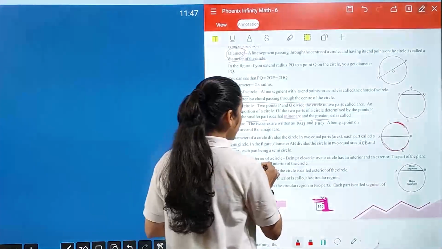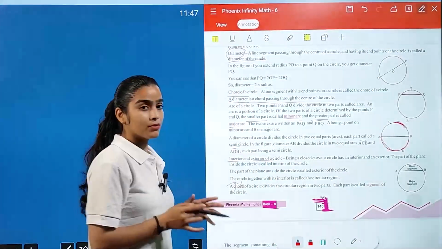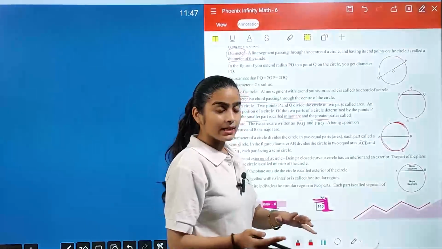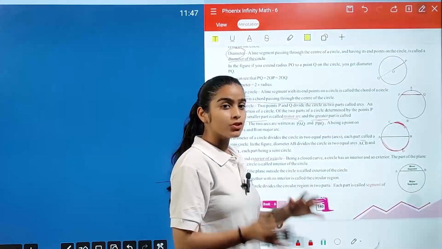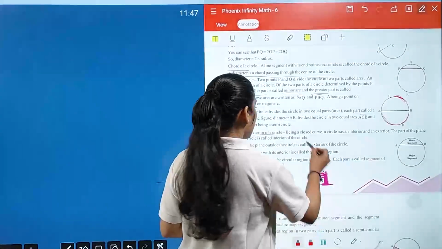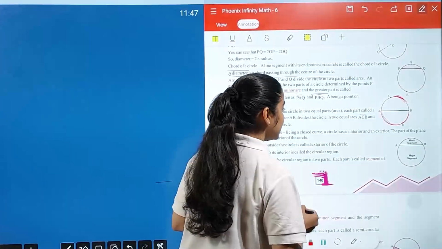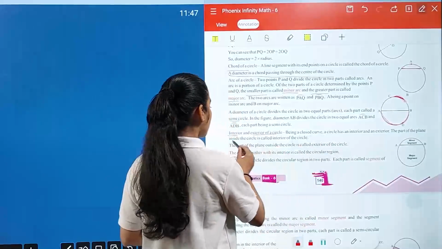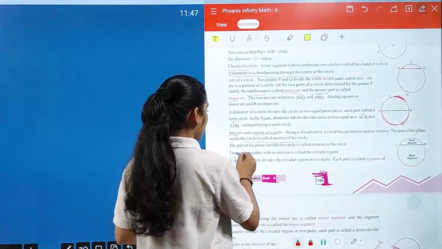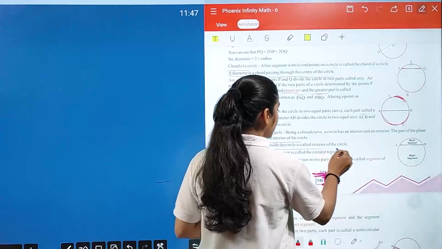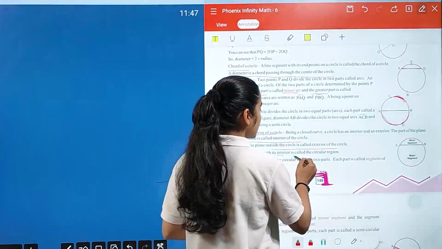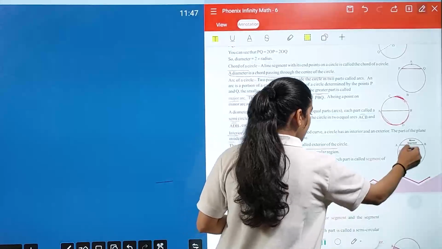Now the interior and exterior of a circle. Same concept which we learned till now: the portion that lies inside the circle is called the interior part, and the portion that lies outside the circle is called the exterior part. Being a closed curve, a circle has an interior and an exterior. The part of the plane inside the circle is called the interior of the circle. The part of the plane outside the circle is called the exterior of the circle. The circle together with its interior is called the circular region.